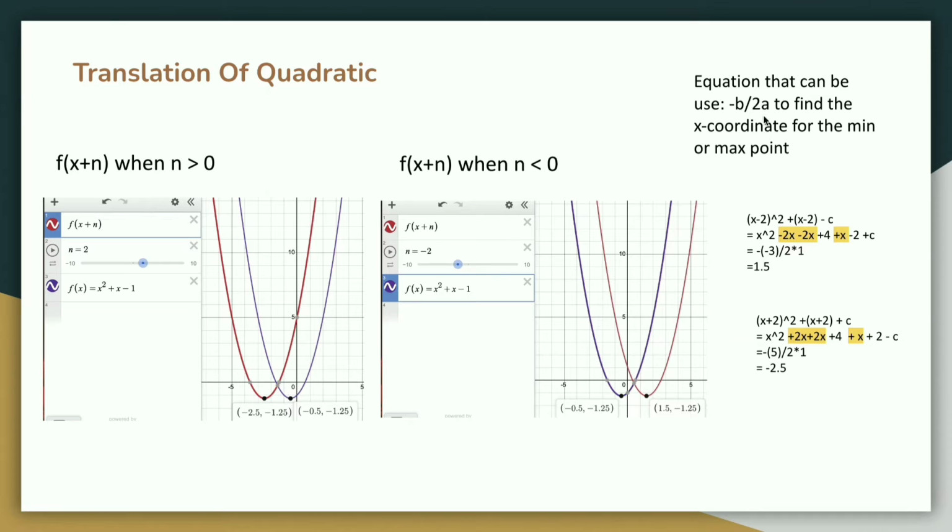The reason for this is according to the equation of negative b divided by a. When your n is negative, your b value will be negative, which when you multiply by negative again, will become a positive value, which will give you a positive vertex. And when your n is positive, it will give you a b that is a positive value, and a positive value multiplied by negative will give you a negative value, and therefore it will give you a negative vertex.